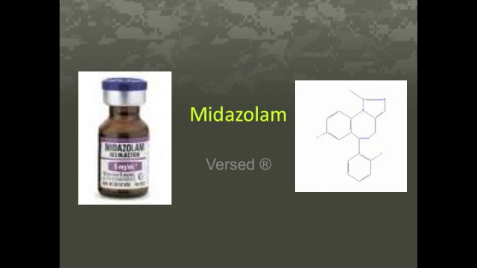Midazolam comes in several different concentrations. The most popular seen in today's world of anesthesia is 2 mg per milliliter or 5 mg per milliliter. Midazolam is more water-soluble than other diazepines, which are often emulsified with propylene glycol. This unique property reduces the irritation in the vasculature when compared to other benzodiazepine counterparts.